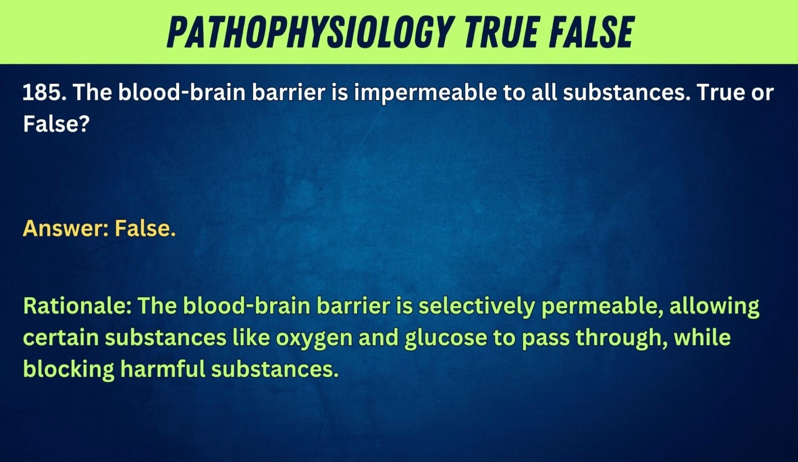Rationale: the blood-brain barrier is selectively permeable, allowing certain substances like oxygen and glucose to pass through, while blocking harmful substances.